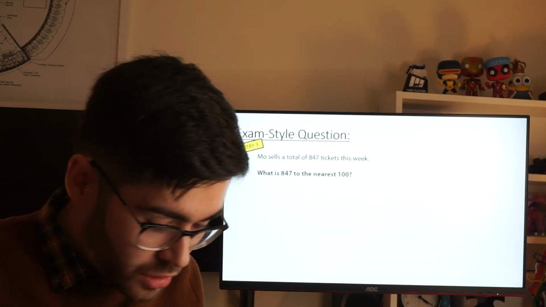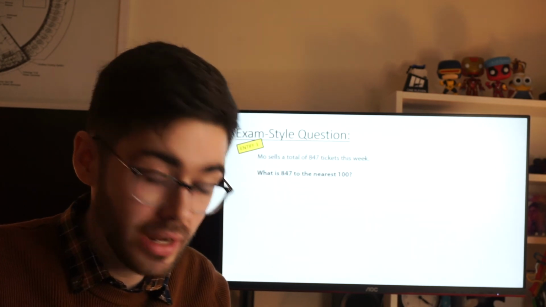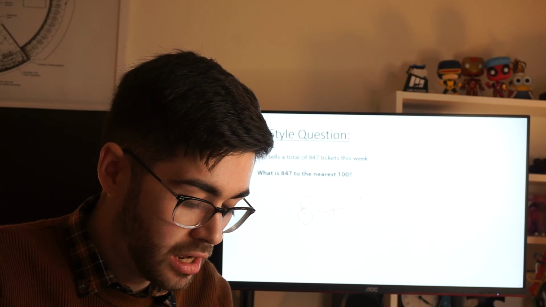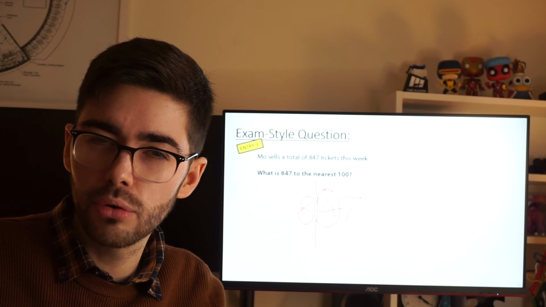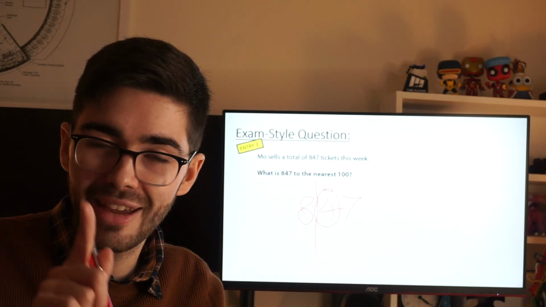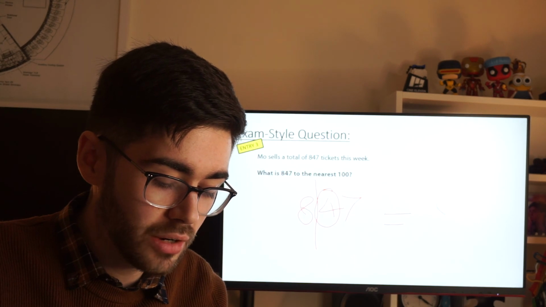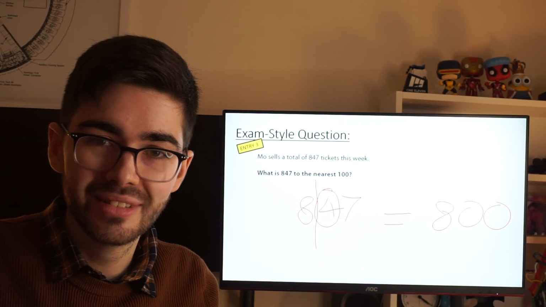So, we would draw our line after the hundreds column, because we're rounding to the nearest 100, okay? So we've got 847 here. Draw a line after the hundreds column. Circle the number we're looking at, which is the 4. Does the 4 round up or down? It rounds down, it's less than 5, okay? The 8 stays the same, we put zeros after it, our answer is 800. That's the answer to the question, okay?